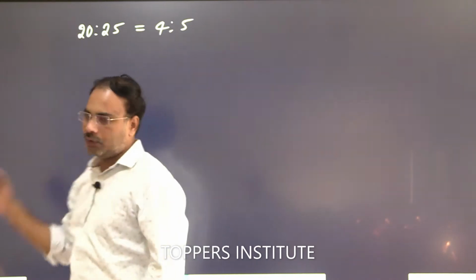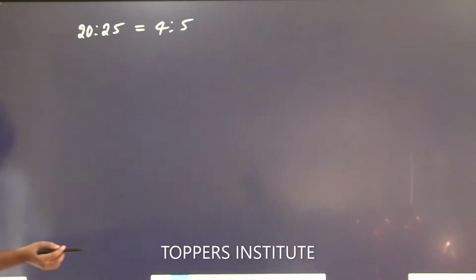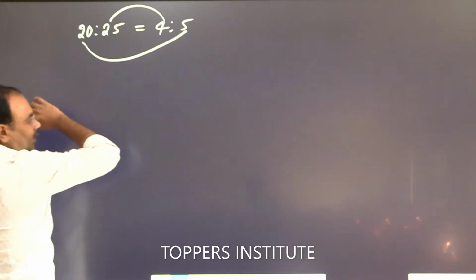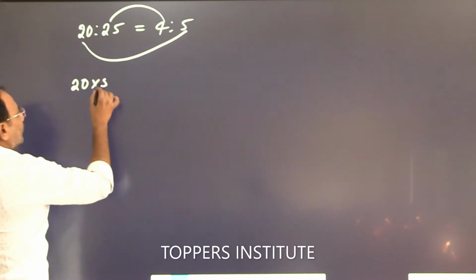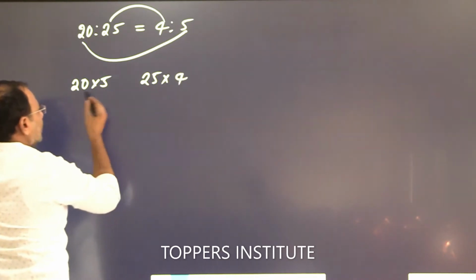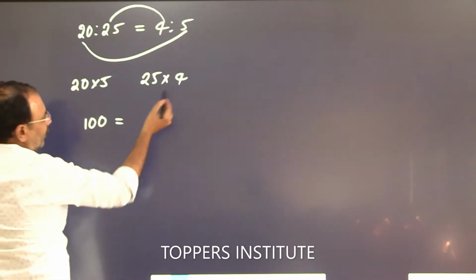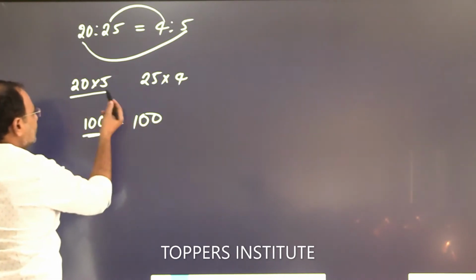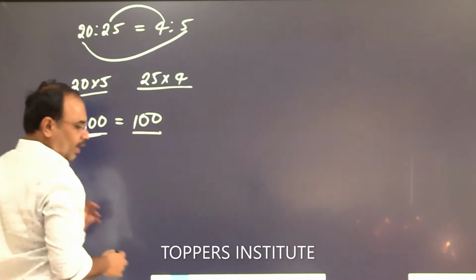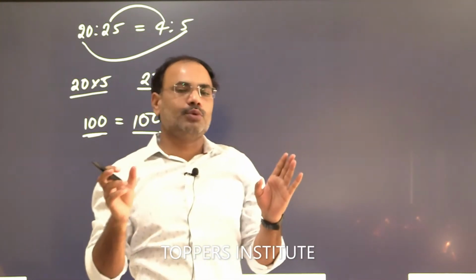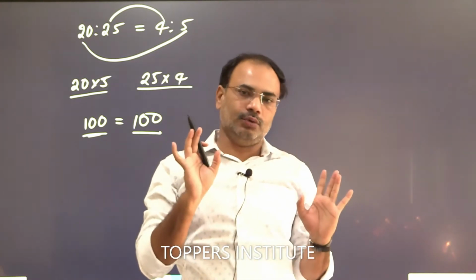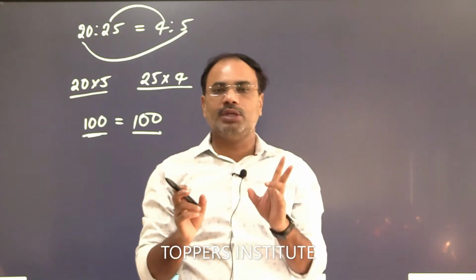Both ratios are equal, so according to proportional theorem, the product of extremes and product of means must be the same. 20 and 5 are extremes, 25 and 4 are means. 20 into 5 is 100, 25 into 4 is 100. Product of extremes equals product of means. If two ratios are equal, the proportional theorem is definitely satisfied. If it is not satisfied, then the given two ratios are not equal.